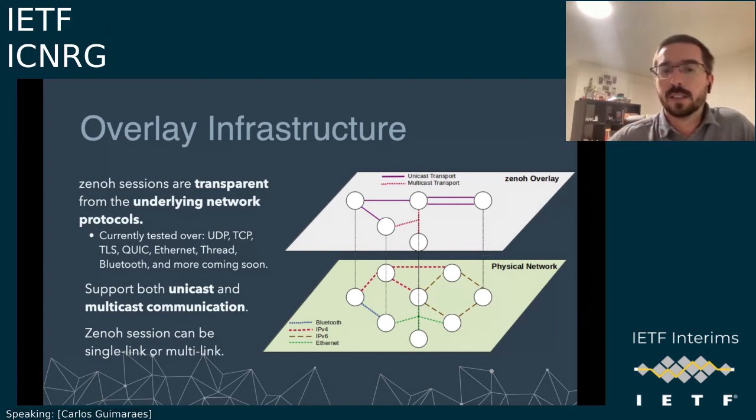What Zenoh does is to create an overlay on top of this physical network, on which the Zenoh transport layer can be unicast, multicast, it can be single link, but also multi-link. If we look here at the example in this slide, we have a physical network that is composed of IPv4, IPv6, Bluetooth, Ethernet, and this Zenoh overlay is able to abstract all this heterogeneity of protocols and technologies at the physical network, and to expose in a very simple way a Zenoh overlay that only needs to care if the transport is unicast or if the transport is multicast.